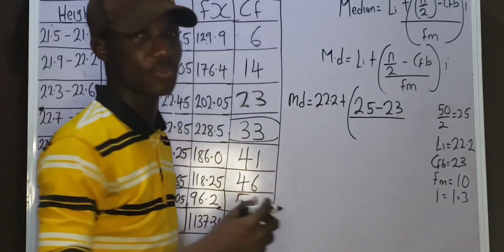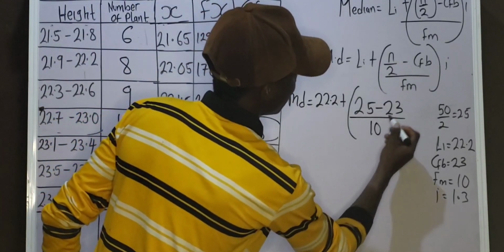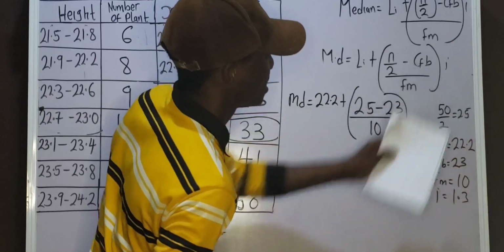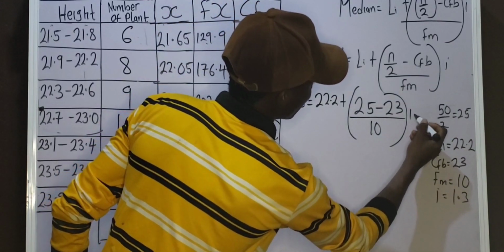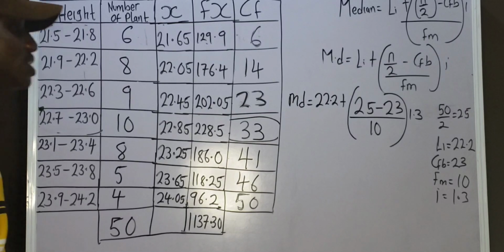10, because that is the frequency of the median class from what we got here. So I'm going to have 10 here, multiplied by the class width. The class width is what? 1.3. See, do you understand? Okay, so let's proceed.